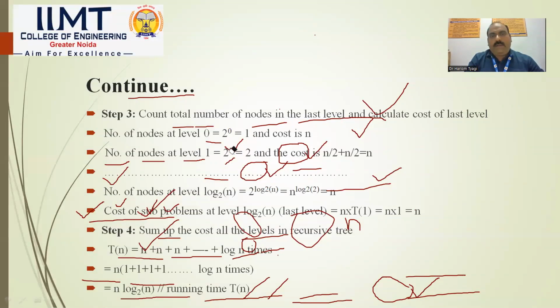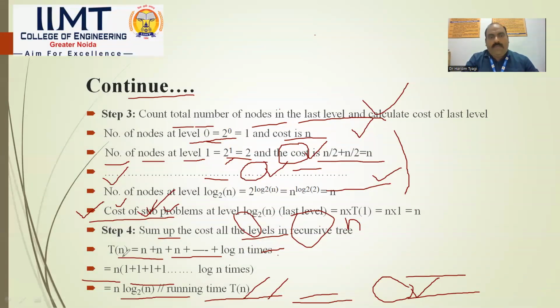We have level 0. At level 0, the total number of nodes is 1 and the cost is n. We calculated this in previous slides. At level 1, the cost is n by 2 plus n by 2, which is n. At the next level, n by 4 plus n by 4 plus n by 4 plus n by 4 is n. Okay, so all levels have cost n, and the total number of levels is log n.